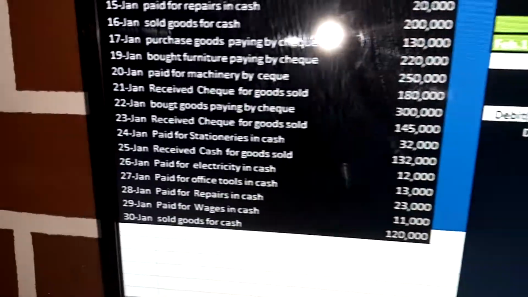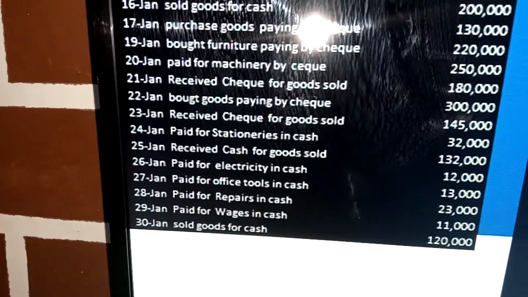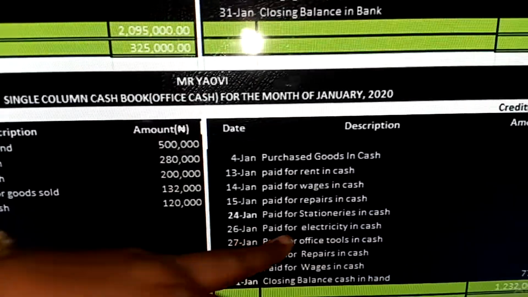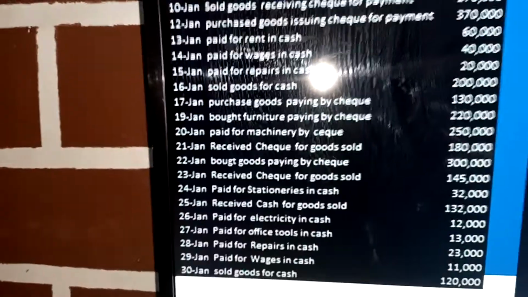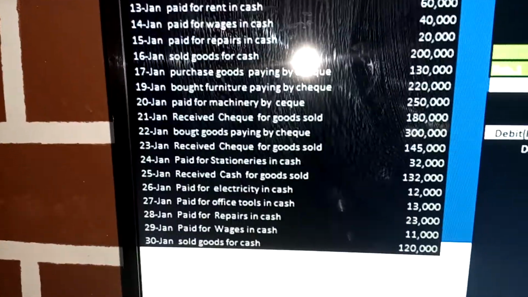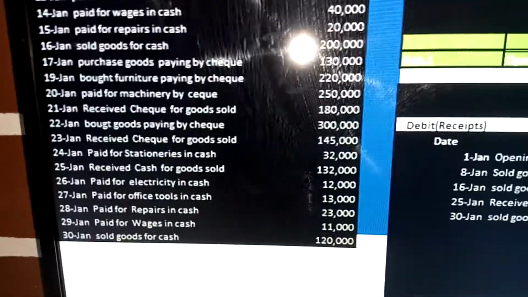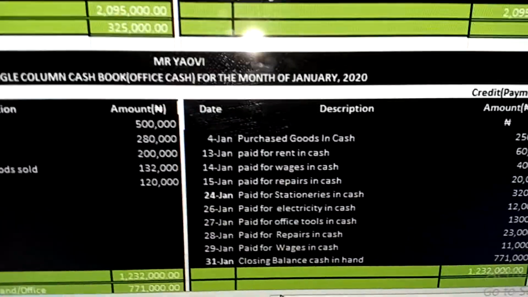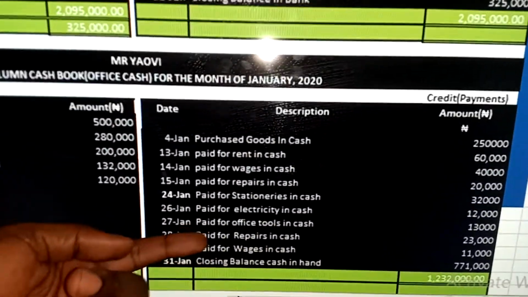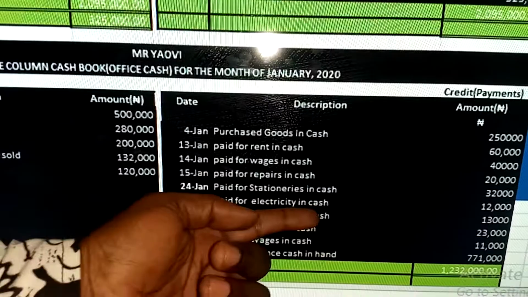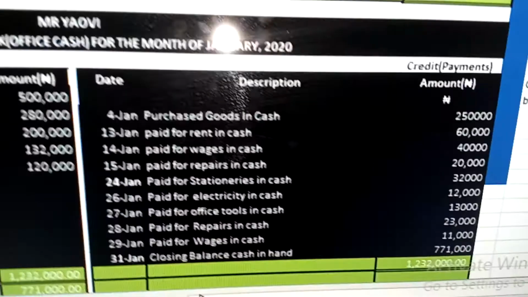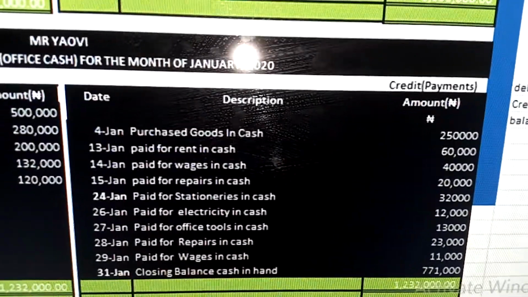The next one, we have 26, paid for electricity. It's cash. So we have credit side here, paid for electricity in cash, and that's the value there to be 12,000. Then the next one, we have paid for office tools in cash, 13,000. It's still cash, and the credit side is payment. So we have 27, paid for office tools in cash, that's 13,000. Paid for office tools is 13,000.